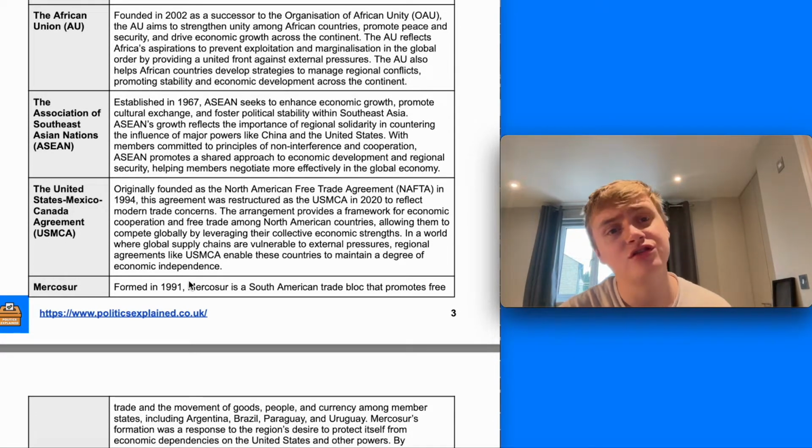The African Union was founded in 2002, and it aims to strengthen unity among African countries, promote peace and security, and drive economic growth across the continent.